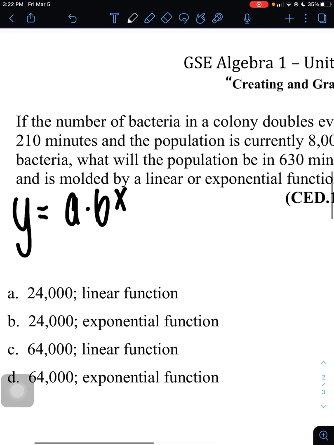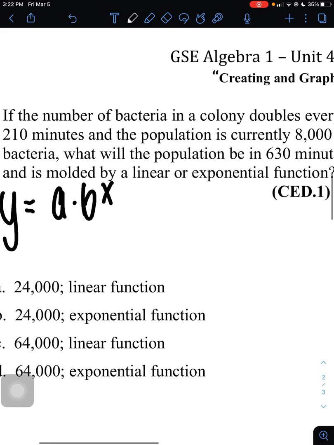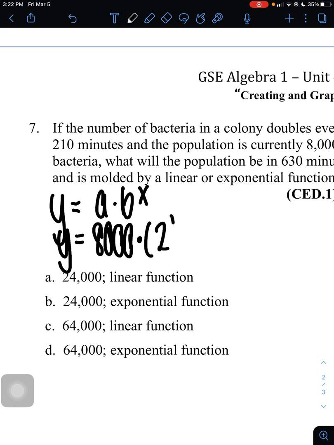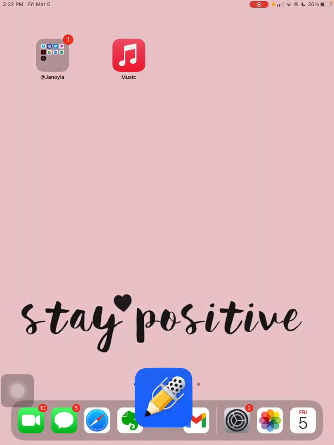Now, how much bacteria did we have in the beginning? Looks like 8,000. Ooh. We got to get rid of some of that bacteria. And then it's doubling. Sorry. So my B is going to be 2. I know that's the number that represents doubles.